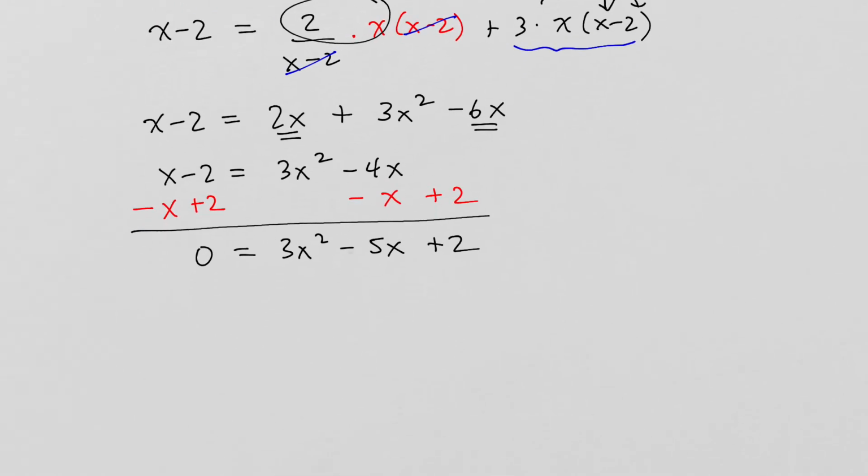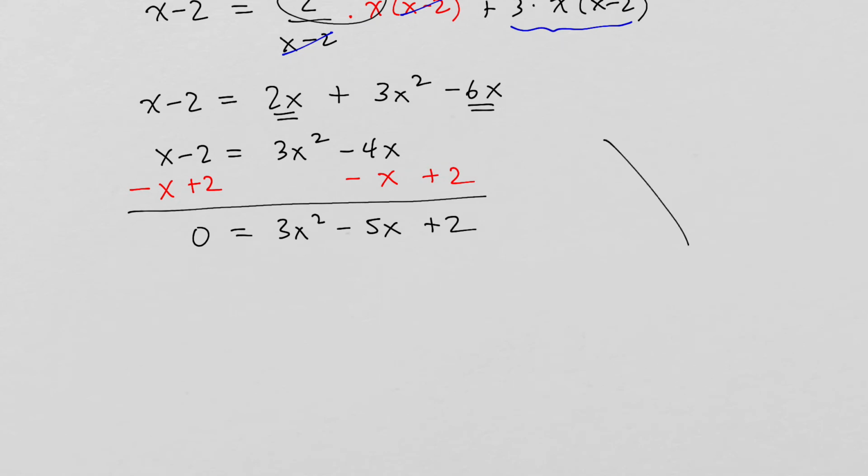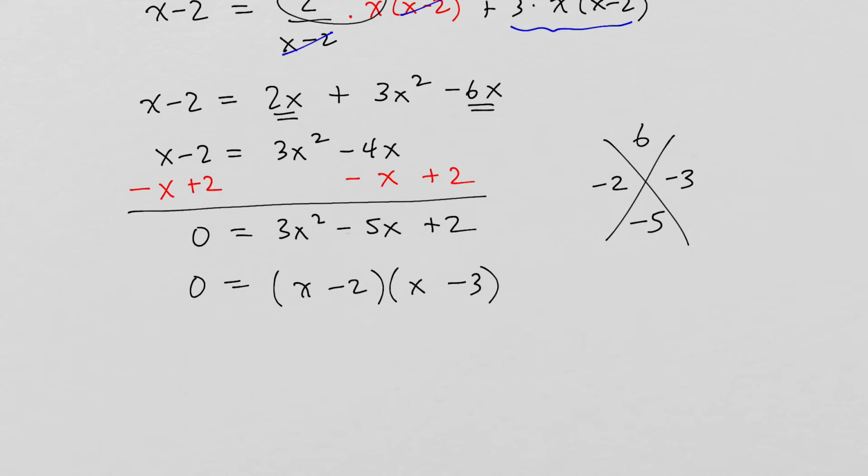And from here we can factor. You can use a magic x if you want. So 3 times 2 is 6, and we have -5 in the middle. The factors of 6 that give us -5 for a sum are going to be -2 and -3. So when we factor this, we're going to have x minus 2, x minus 3.